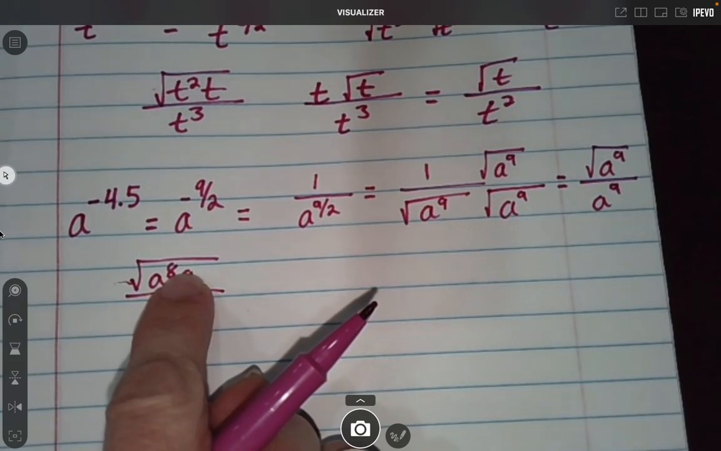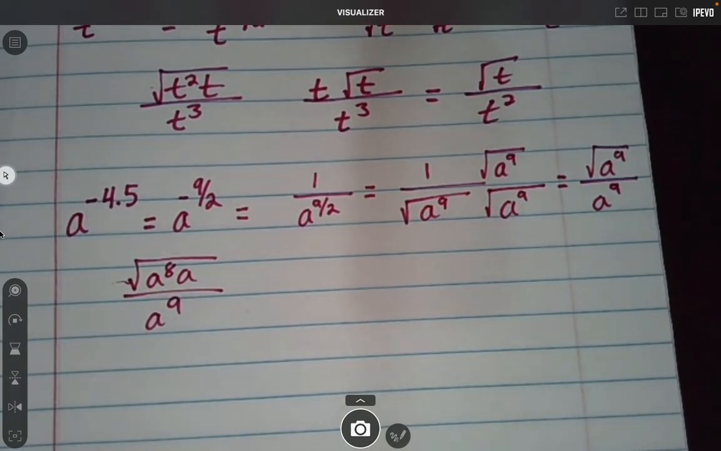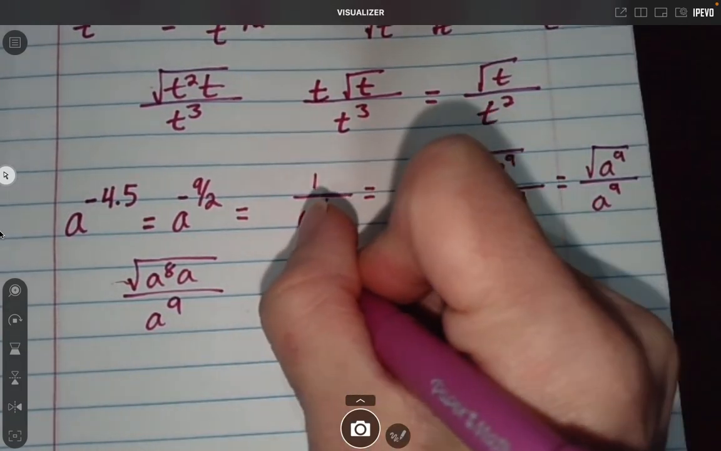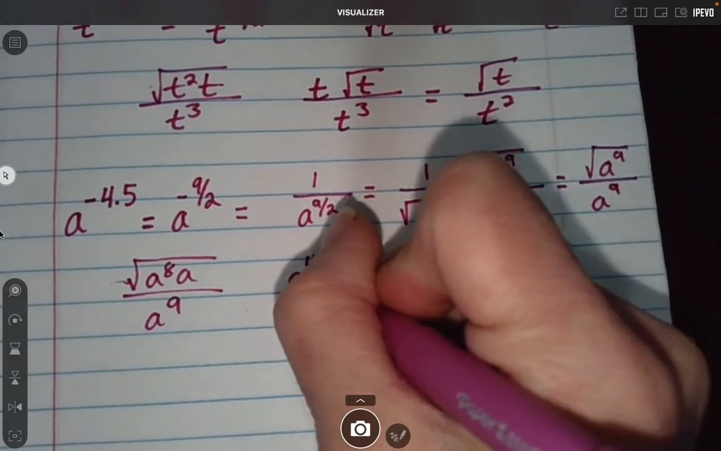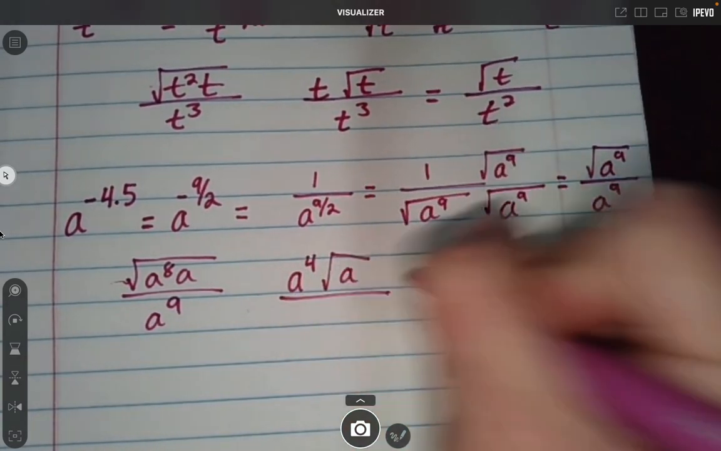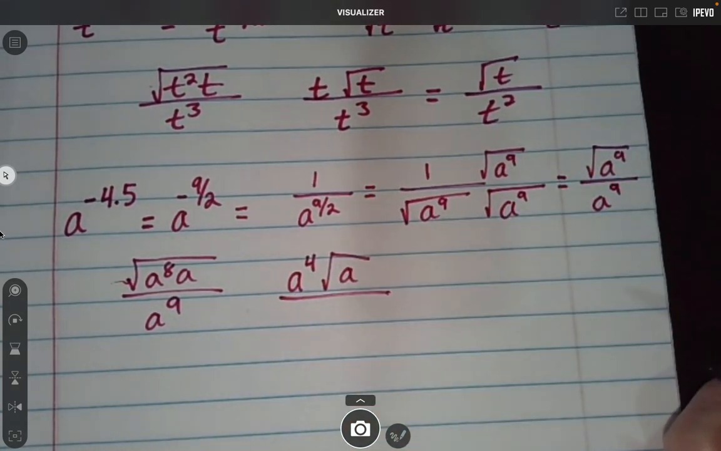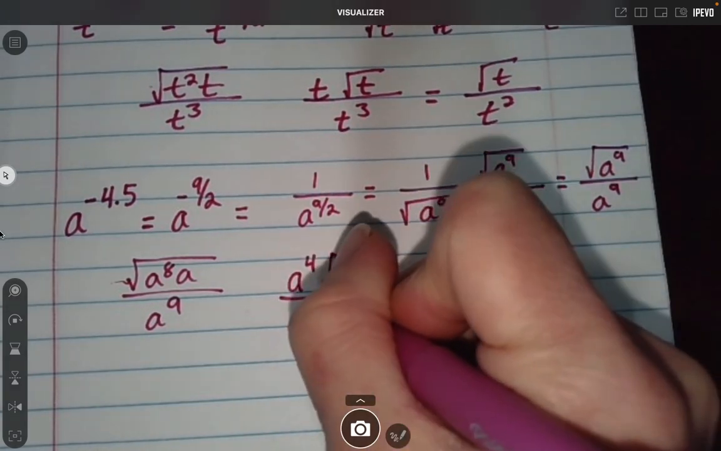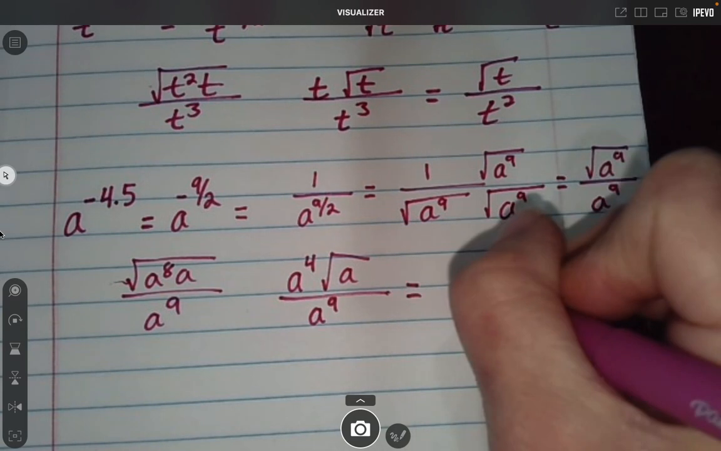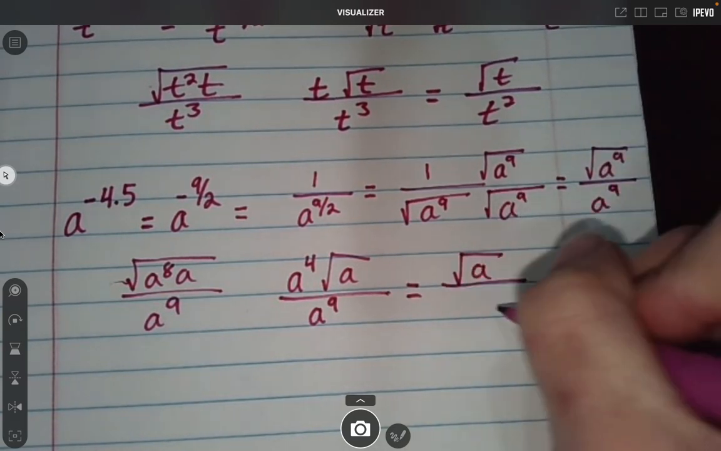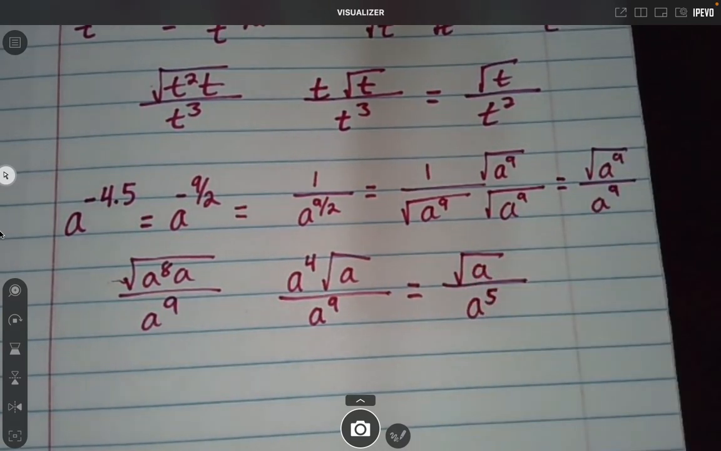So what is 8 divided by 2? A to the 4th. That's what goes on the outside, that you have taken the square root of. That's what it became. And then I have an a on the inside. And how many in the denominator? 9. So can I simplify? Yes. How many extra does the denominator have? 5 extra.